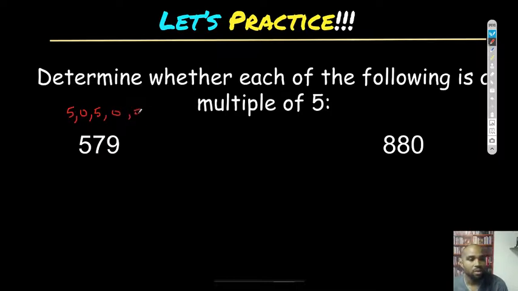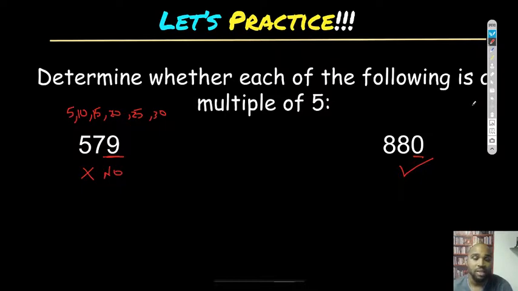So if I kept going like this, it'd be easy to write out, right? 5, 10, 15, 20, 25. Because they all end in 5 or 0. So this does not end in a 0, so we're going to have to say no. Is not a multiple of 5. This one, however, does end in 0, so we can say yes.